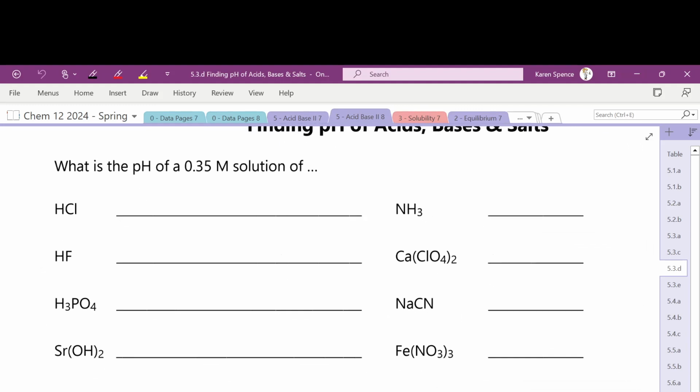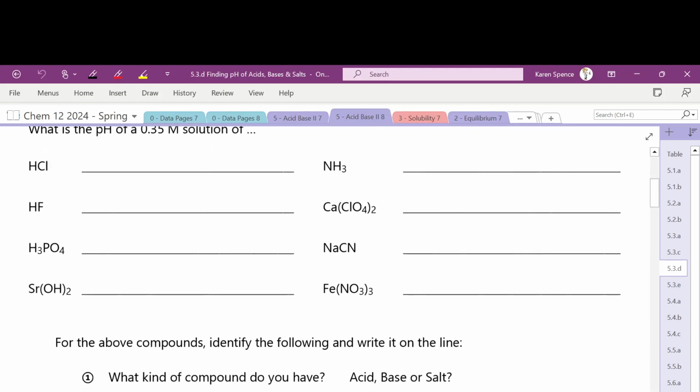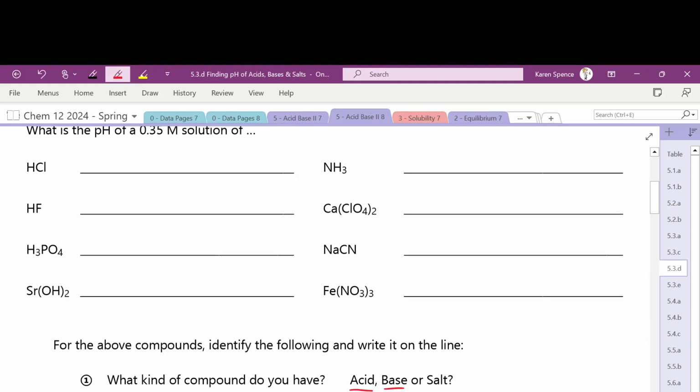So you are going to take a few minutes, and rather than actually finding the pH, you are going to identify: do you have an acid, a base, or a salt? If you have an acid or base, you are then going to answer, is it strong or is it weak? If you have a salt, you're going to answer, do we have anionic hydrolysis, do we have cationic hydrolysis, or do we have no hydrolysis? All right? So give those a try.